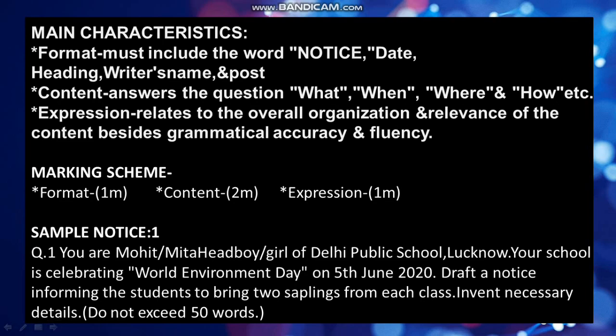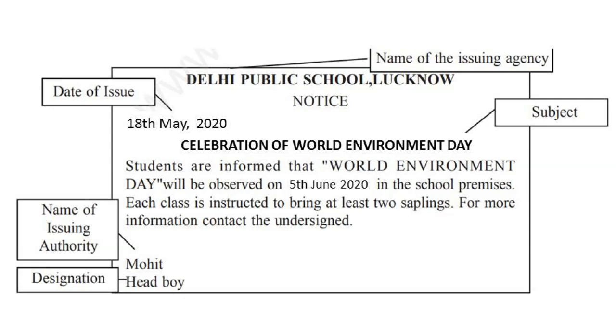Now look at this format. Delhi Public School, Lucknow. It is written in capital letters. This is the name of the issuing agency. Then the word notice in capital letters. Now you see on the left side, 18th May 2016 or whatever, 2020. Any date can be written. It's just for example. So I have written something. Then you come to the subject. Celebration of World Environment Day. That has to be in capital letters. You remember? It should be in capital letters.